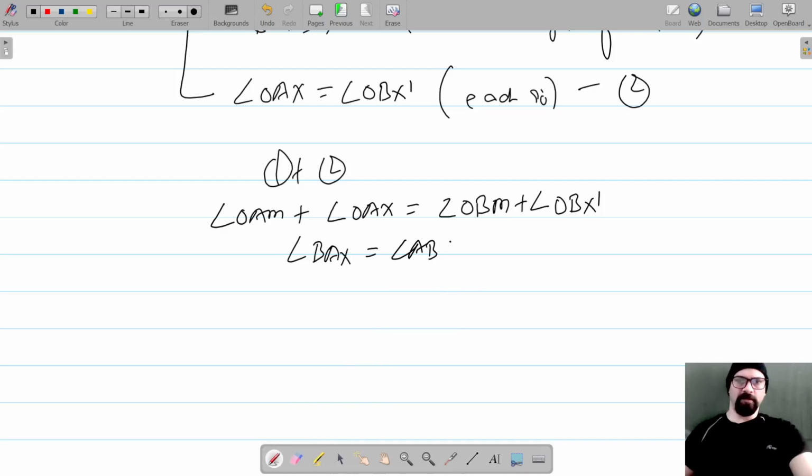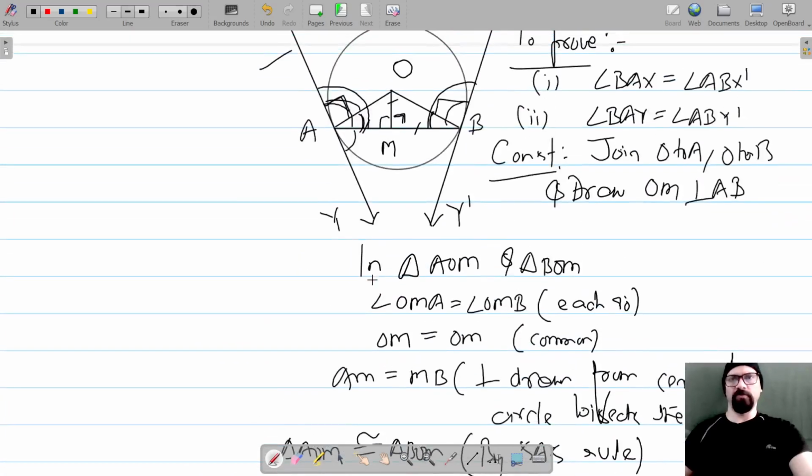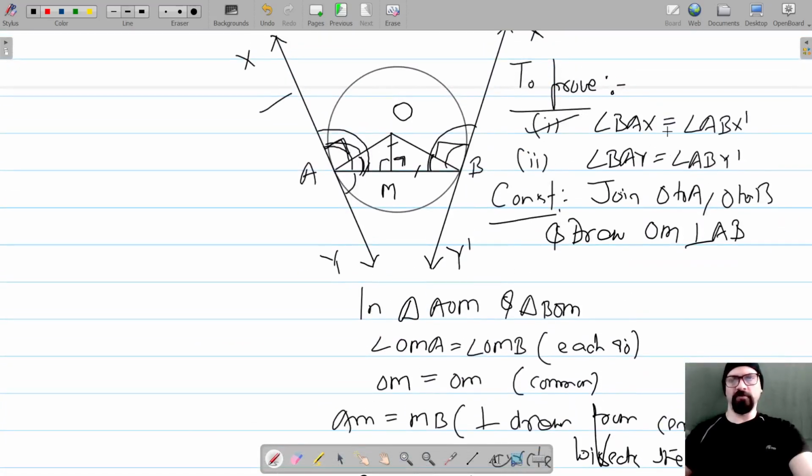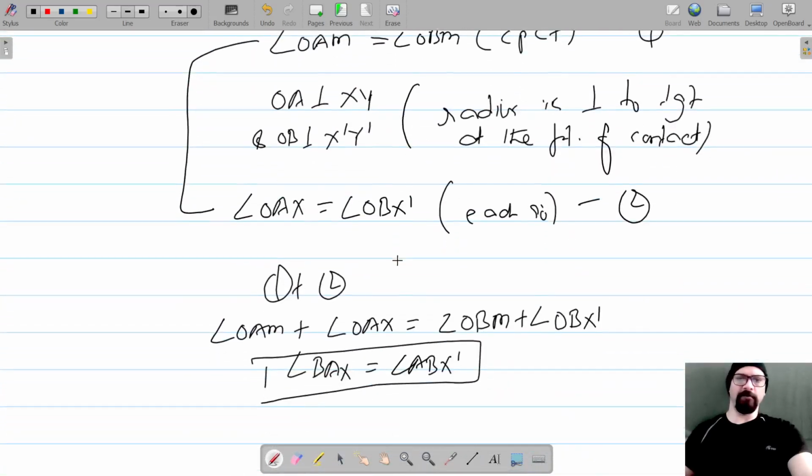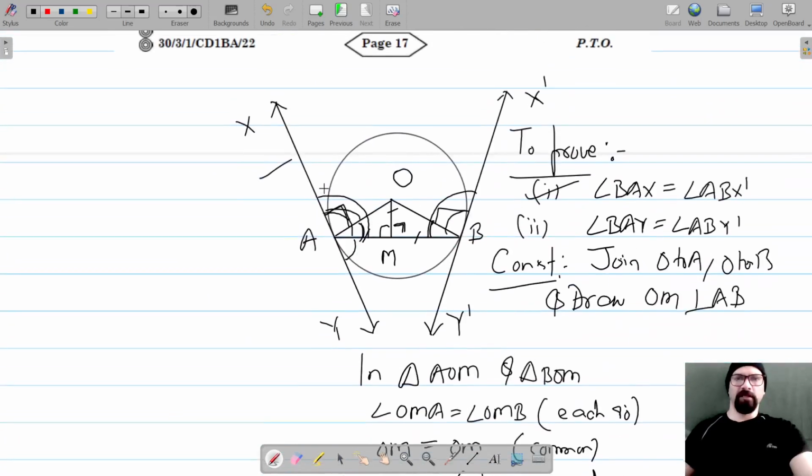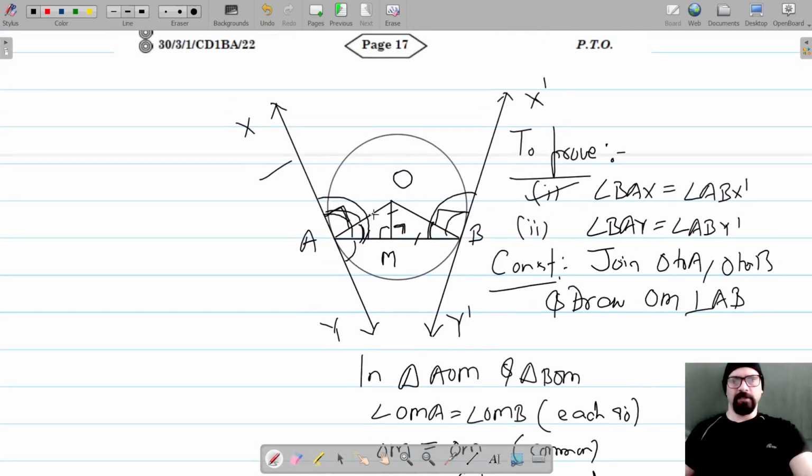So this is angle ABX dash. So this proves our first result, which was angle BAX is equal to angle ABX dash. Okay, now angle OAX and angle OA, next we have to do that BAY.